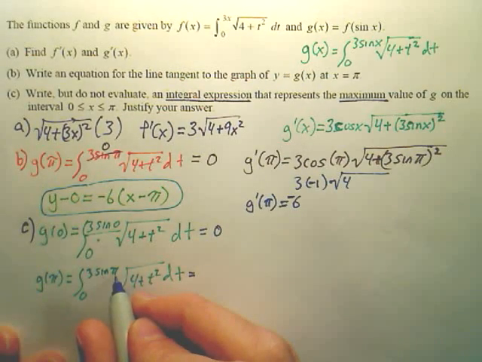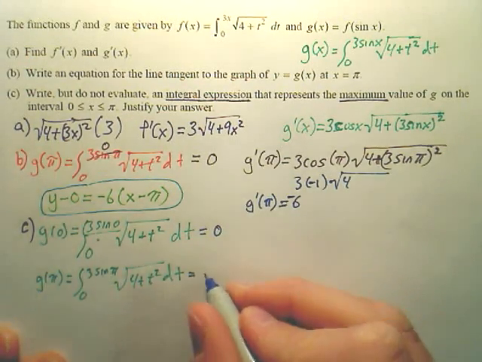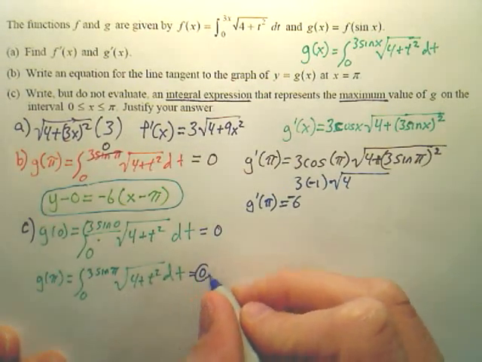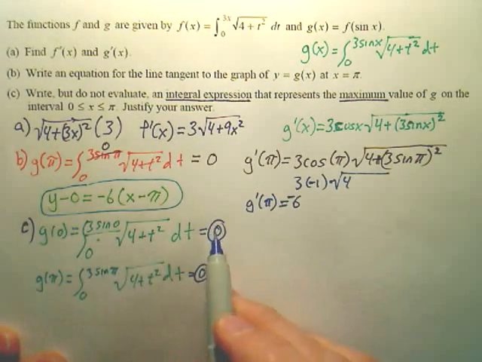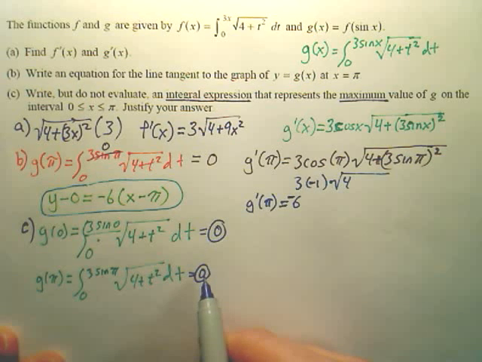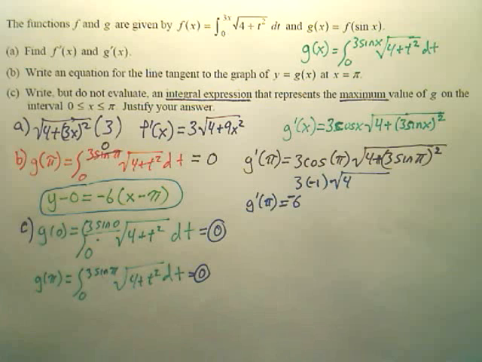Isn't sine pi 0 as well? Aren't both of these a value of 0? So these two end up with 0. So they're both the same height. So they're probably not going to be the maximum. There's probably going to be somewhere in between that's higher than 0. How do we find that spot?